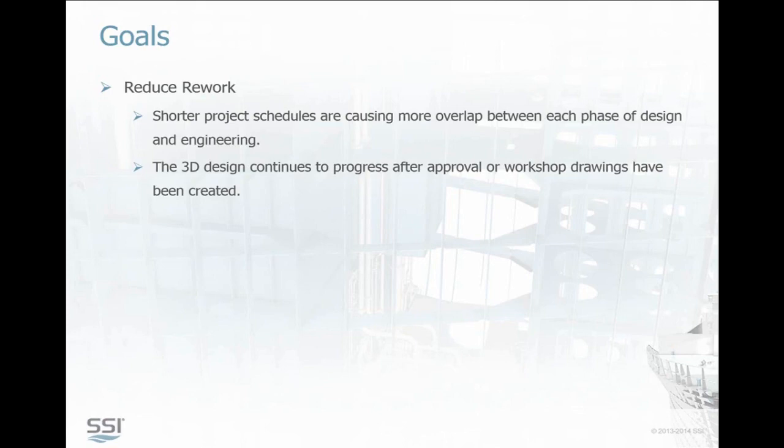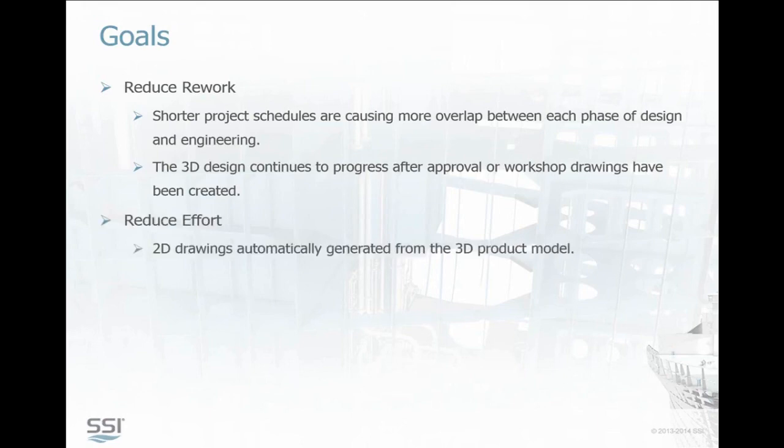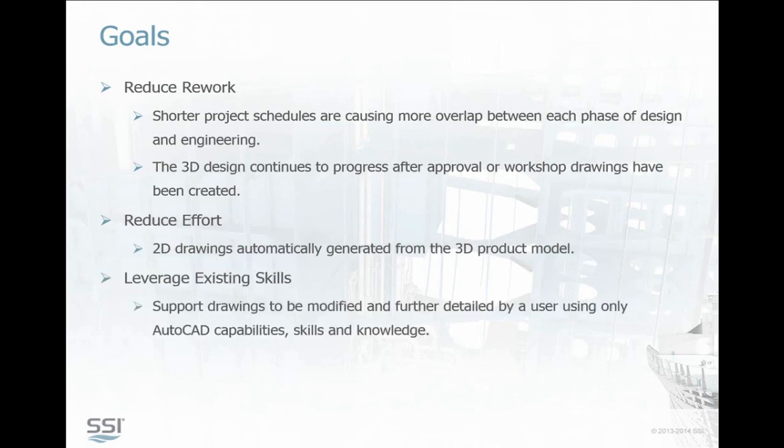However, the 3D design does continue to progress throughout the project, and we want to be able to propagate those changes back to the 2D drawings and between the 3D drawings. In particular, we want to generate those 2D drawings automatically from the 3D product model. We also want to leverage existing AutoCAD skills in order to facilitate the changes and propagate those back and forth between the 2D and the 3D models.